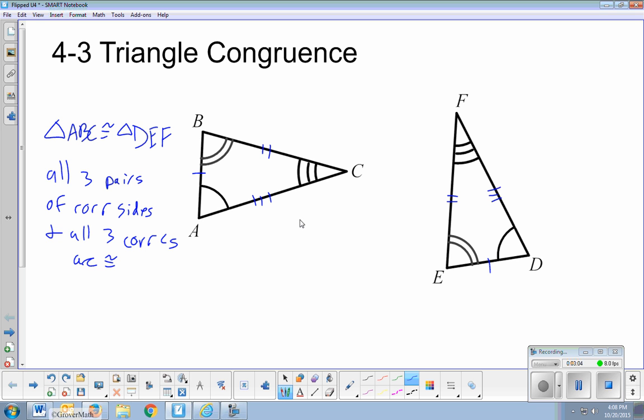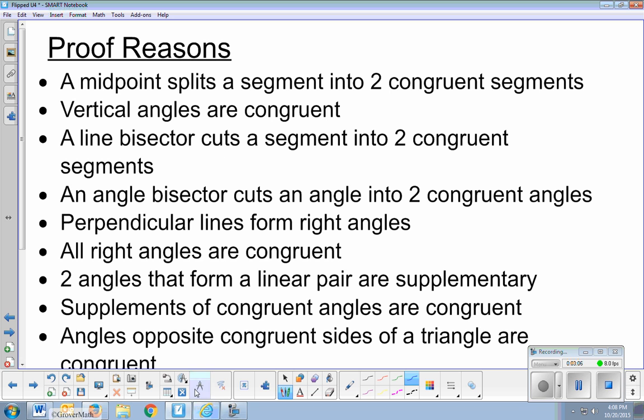Now, what this next thing here is, this is basically your cheat sheet. This is all the stuff that came out when we were drawing conclusions. These are all the things that'll go in the reason columns. We're going to do statement and reason proofs. And anytime we make a statement, we're going to say one of these things.